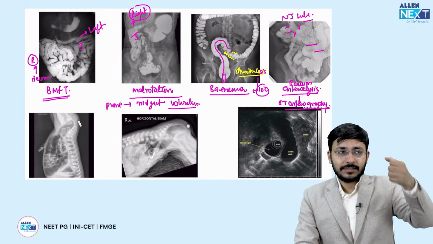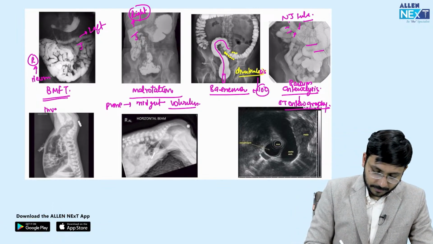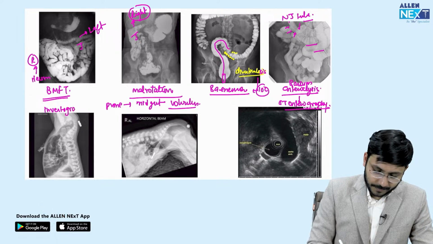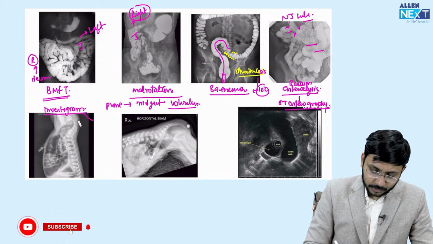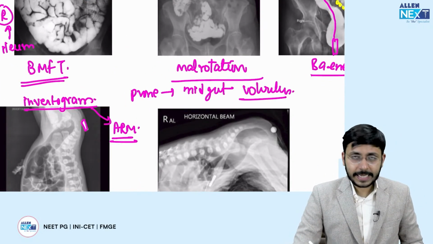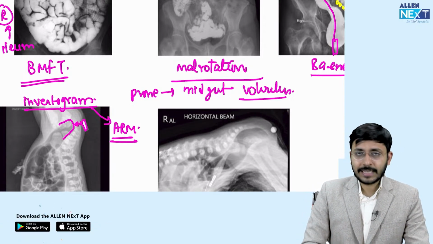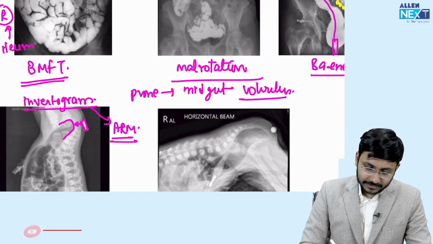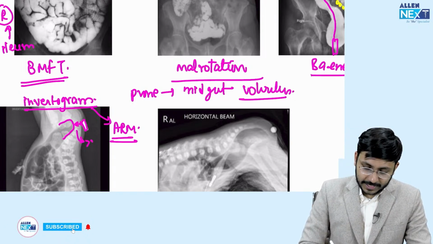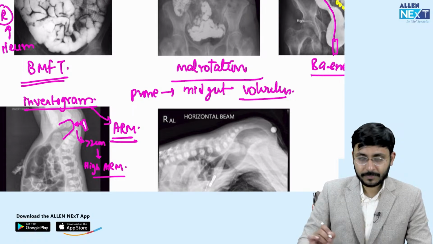So the child is lying upside down. So this is what we call an invertogram. And this was used for diagnosis of anorectal malformation. So we basically put in a coin at the anal opening and we measure the distance between the highest level of the rectal gas and the coin. And if that distance is more than 2 centimeter, then we suspect a high ARM, high anorectal malformation.